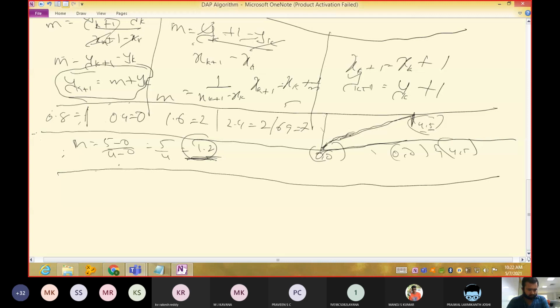So first, y moves in unit intervals. So y of k plus 1 is equal to y of k plus 1. So 0 becomes 0 plus 1, that is 1. Okay, so what happens to x of k plus 1? We need to find x of k plus 1, that will be 1 by m plus xk.